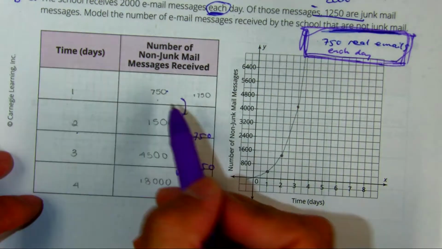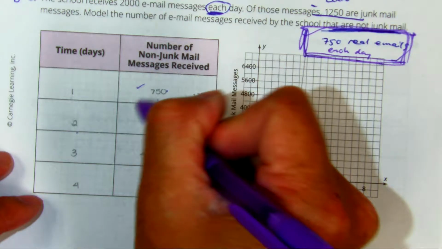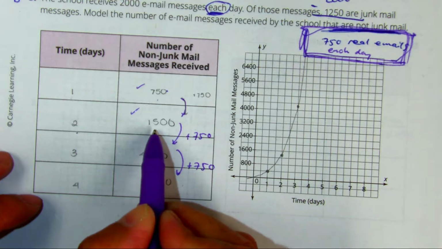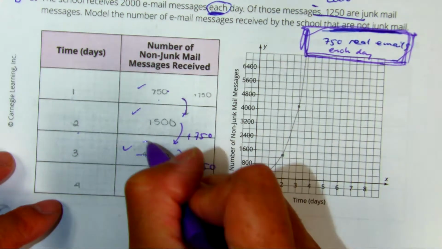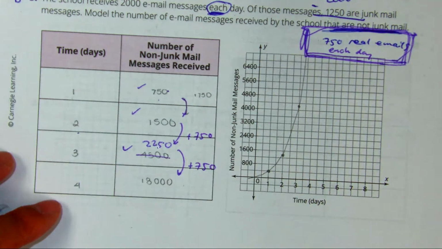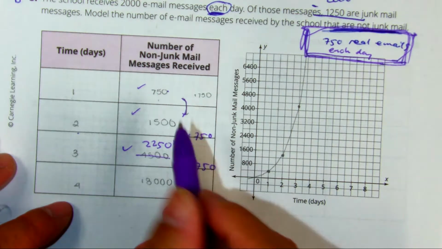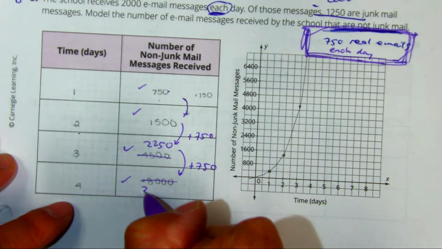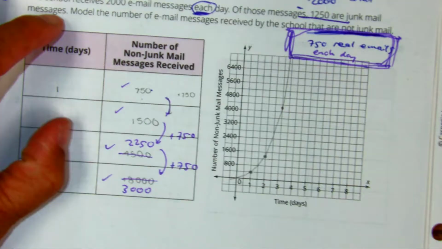So 750 plus 750 gives me 1,500. That's correct. Okay. 750 plus 1,500 is 2,250. Raise your hand if you got that. Good. And if you add another 750, what do you get? 3,000. Okay. So what does this mean?